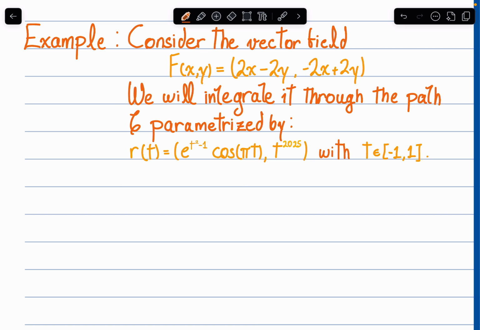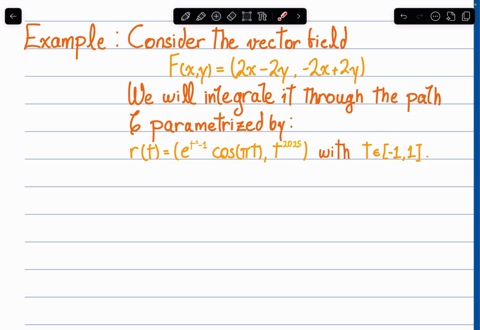In this example, we would like to see the integral of a vector field through a complicated path. Initially, this path looks very complicated. As you can see, it has an exponential with a quadratic function and a cosine and a high power of t. So it seems to be a very complicated path.